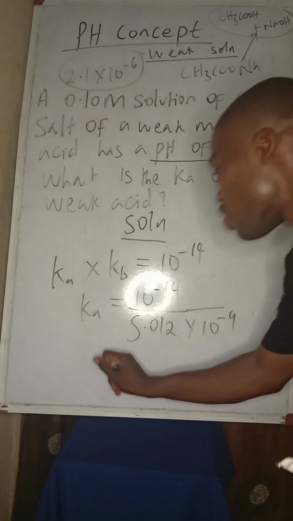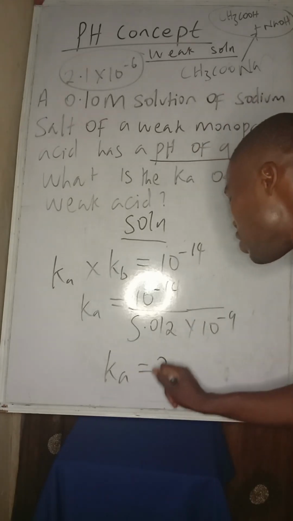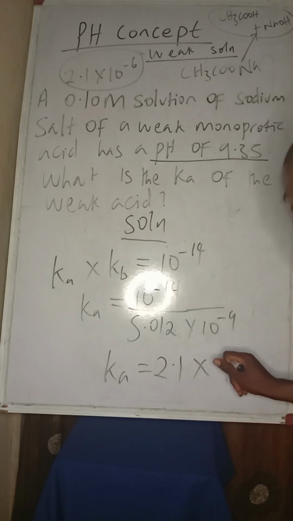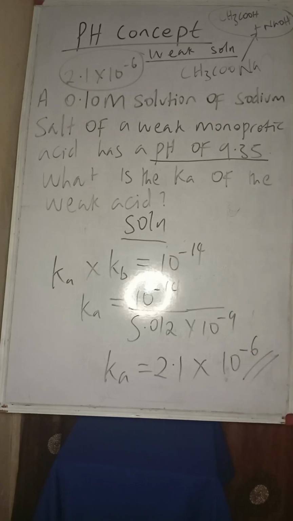So at the end of the day, you need to punch your calculator and get 2.1 thereabouts times 10 raised to the power minus 6. When you get that in the calculator, this is the Ka of the weak monoprotic acid. So this is how you solve this kind of question. A little bit technical, so rewind and rewind and rewind, digest, then proceed to your examination.